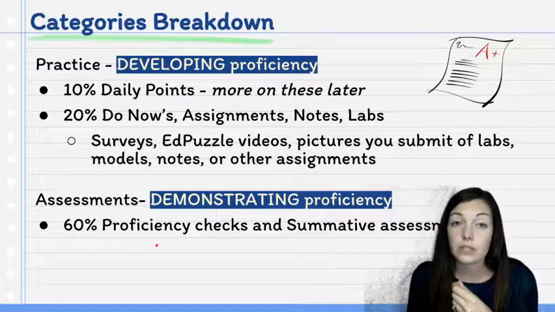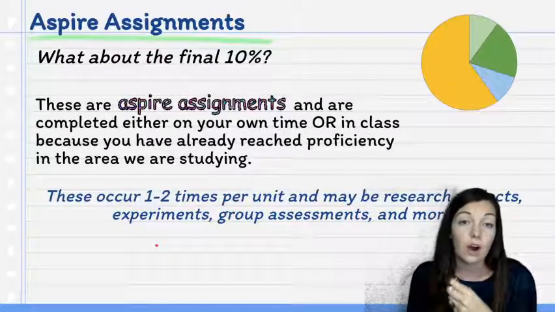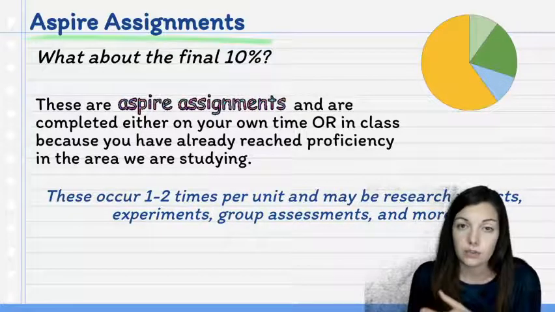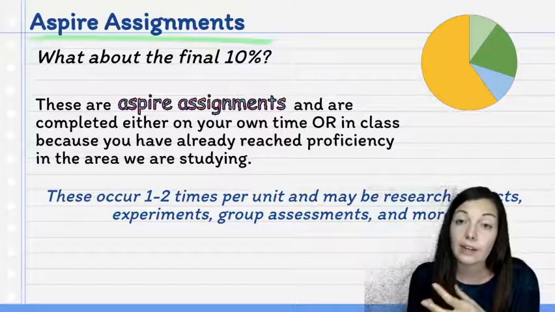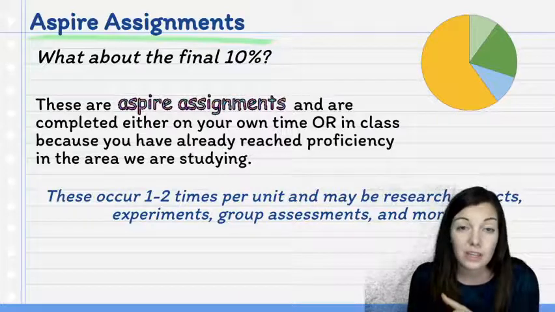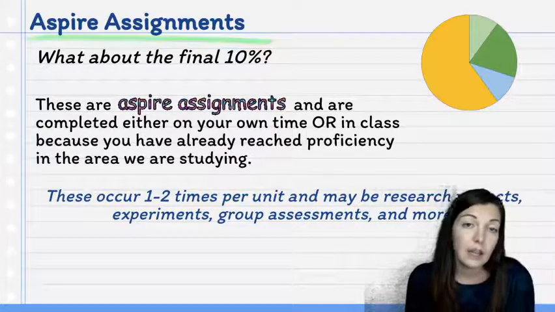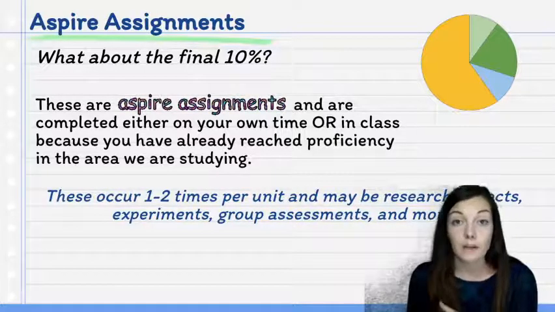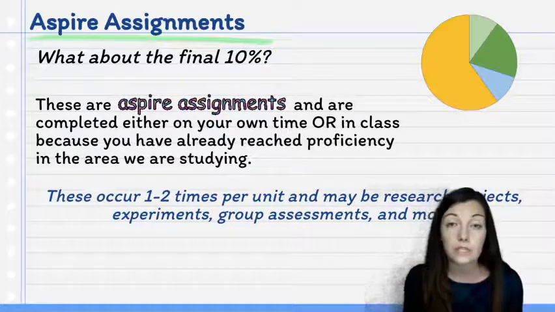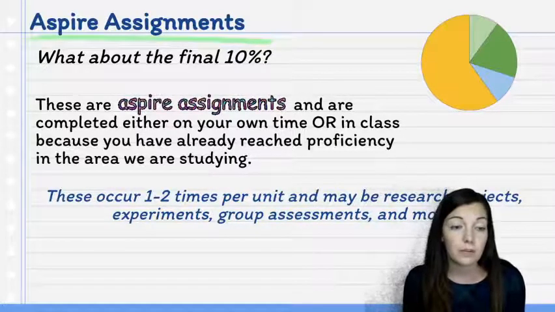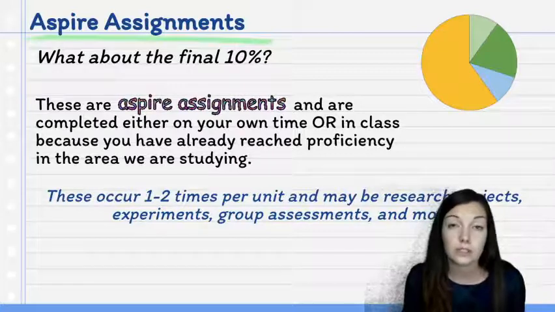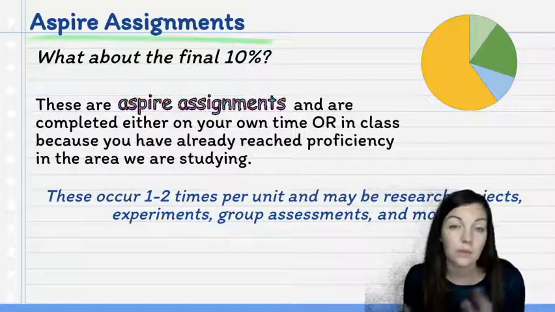That final 10%, those Aspire assignments, are advanced content. Those are where you really get to demonstrate at a higher level, beyond just multiple choice type things, that you understand the content and the science practices behind that content. A lot of claim evidence reasonings will be in here. Maybe it'll be something more out of the box, a research assignment, a podcast, a video, something like that.